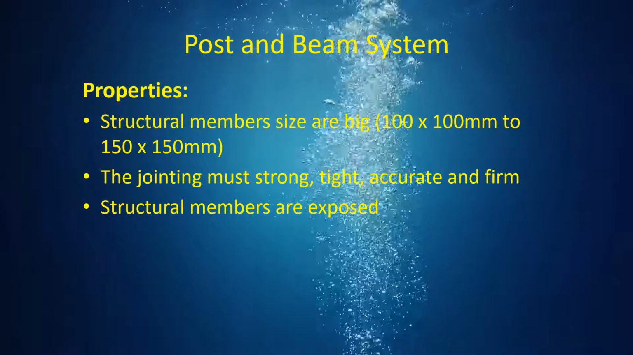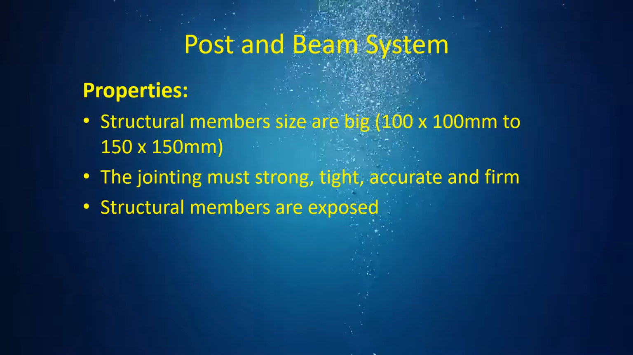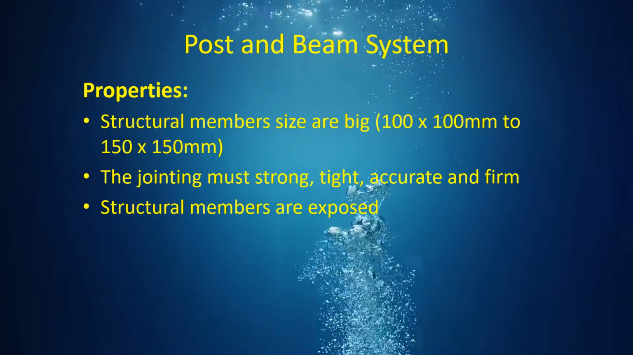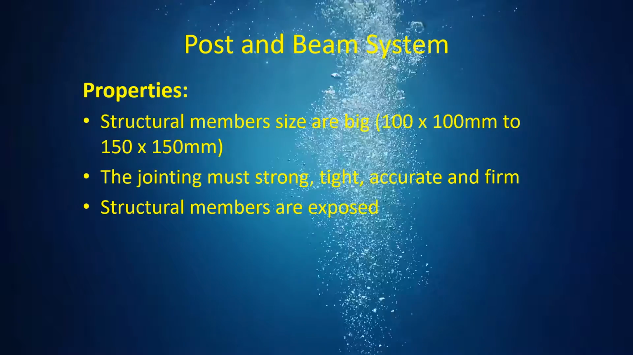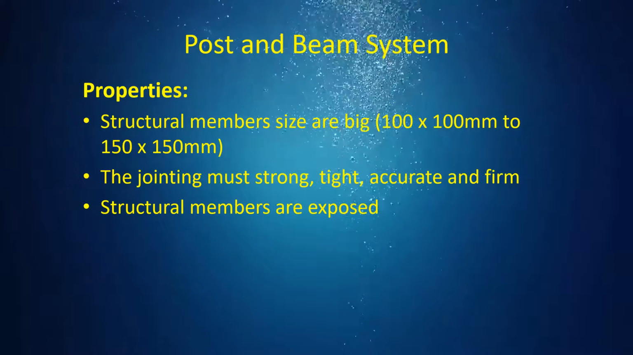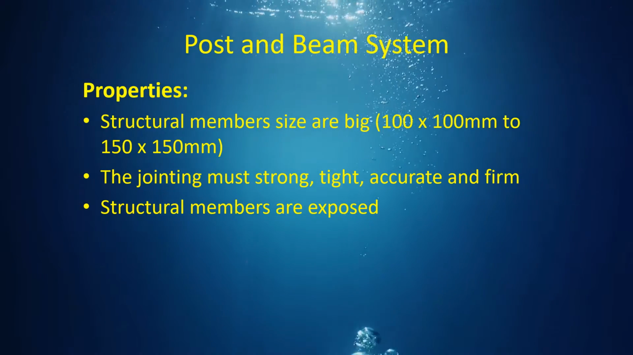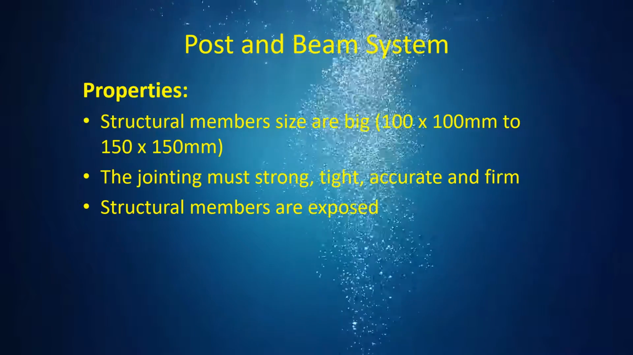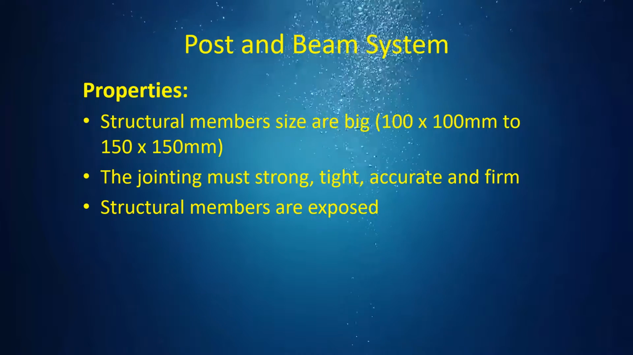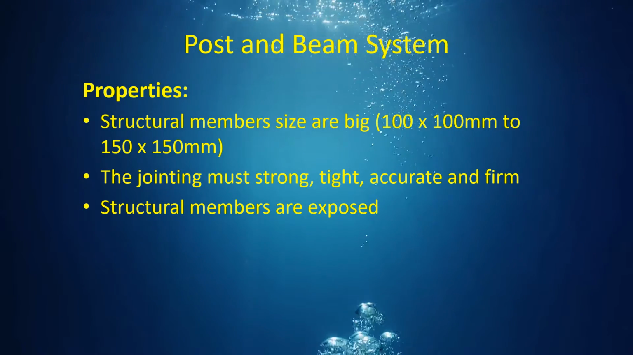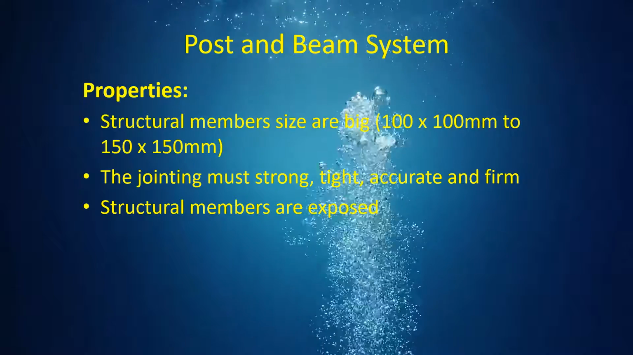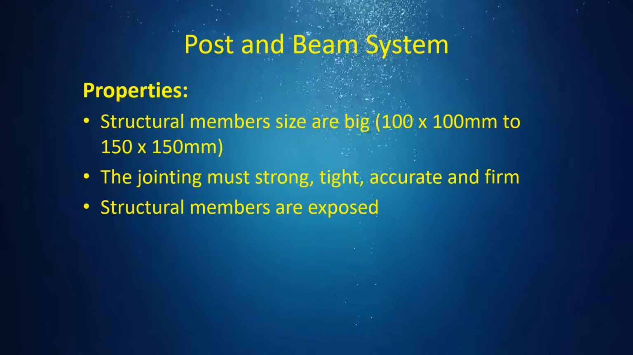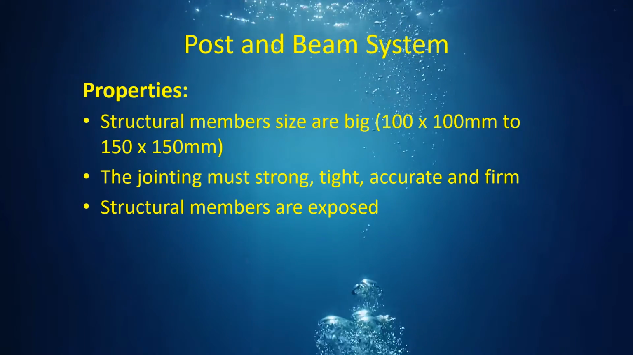The properties of the post and beam system are: number one, the size of the structural members is normally big, such as 100 by 100 mm to 150 by 150 mm, and the number of structural members is less. The jointing method of structural members must be strong, tight, accurate, and firm to assure the stability of the building. Structural members are normally exposed and not covered or concealed.